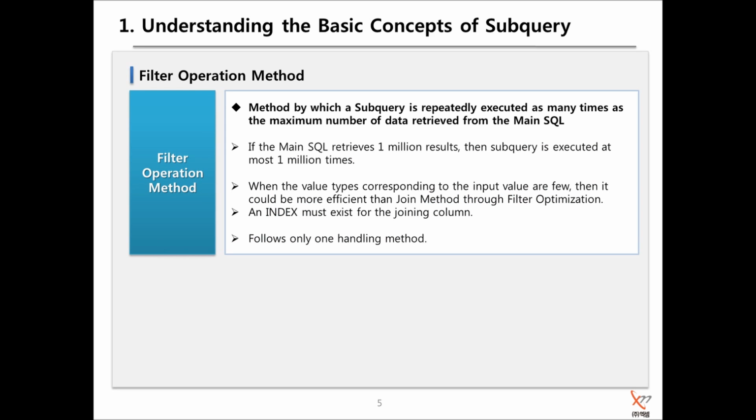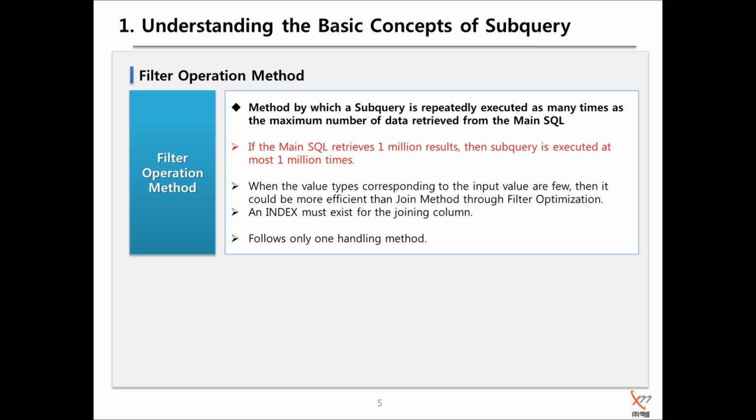Filter operation method is a method in which the subquery is repeatedly executed as many times as the number of rows retrieved from the main SQL. For example, if the main SQL returns 1 million rows, then the subquery will be executed 1 million times at most. If the subquery executes 1 million full table scans, then it can result in serious performance issues. On the other hand, when only a few rows are retrieved from the main SQL, then the filter operation method may be very effective.